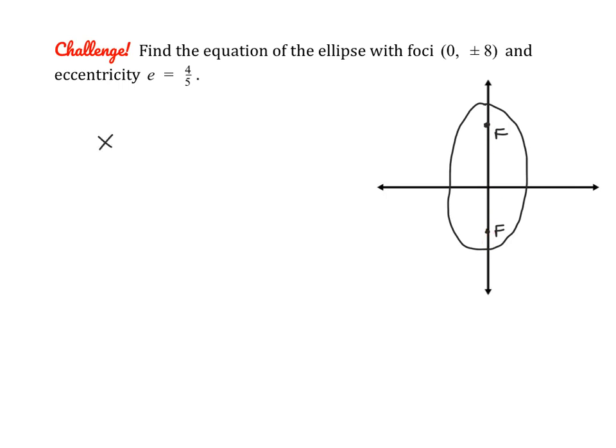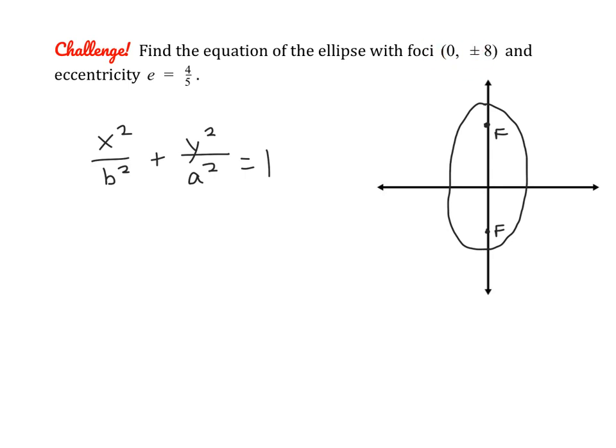So again, right off the bat, we know that our equation will be in the form of x squared over b squared plus y squared over a squared equals 1. Since it's vertical, our a squared value should be under y squared. We only know one thing from the focus.